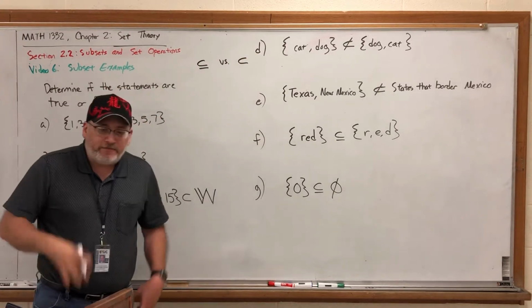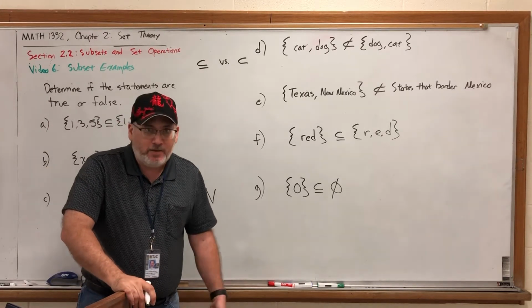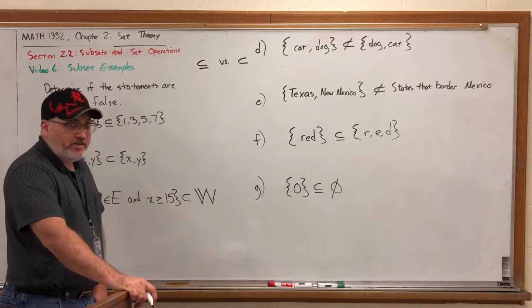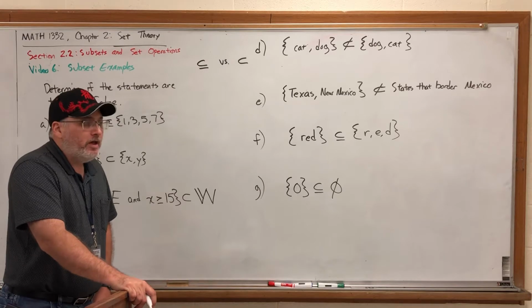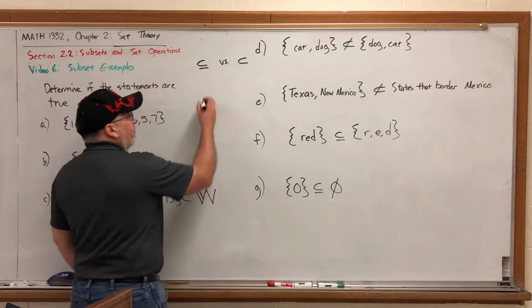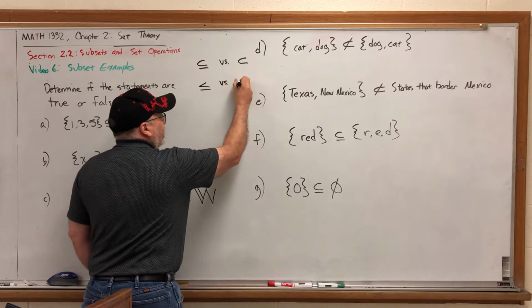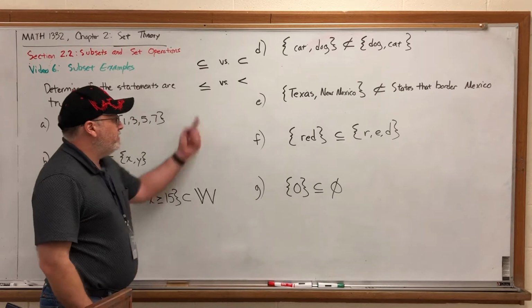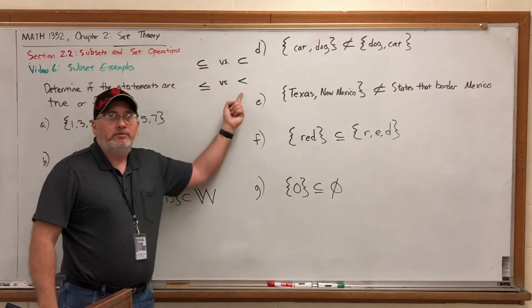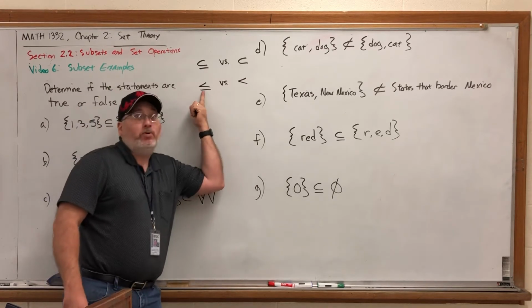Both of them mean that the first set is inside of the second one, but one of them says, but they can't be equal. The easiest way to remember which one says, but they can't be equal, and hence they are proper subsets, is to compare it to two similar symbols, less than or equal to versus less than. Which of these two symbols says the numbers cannot be equal? Well, the first one says they can, less than or equal to.